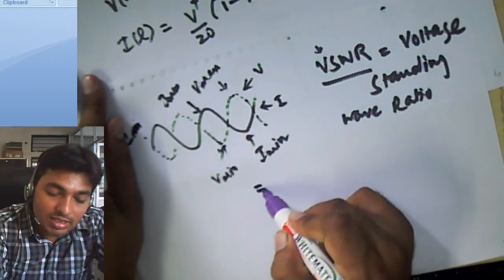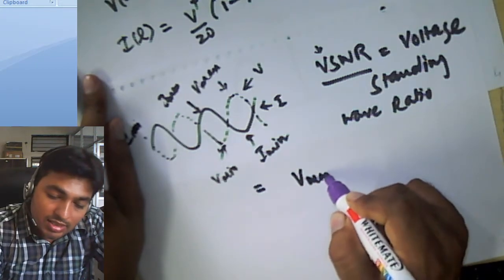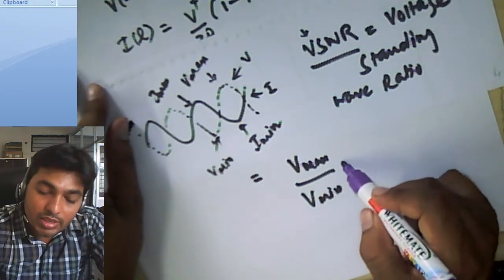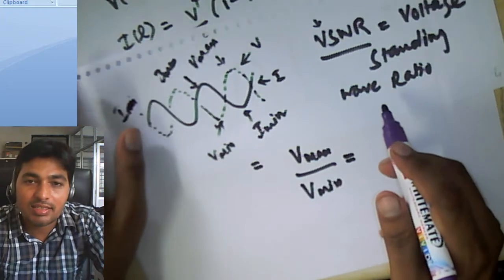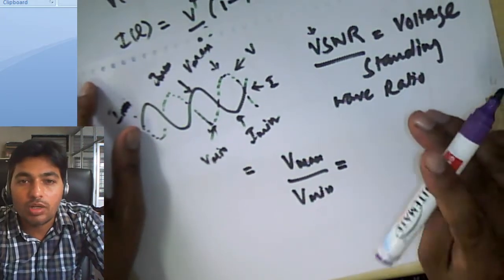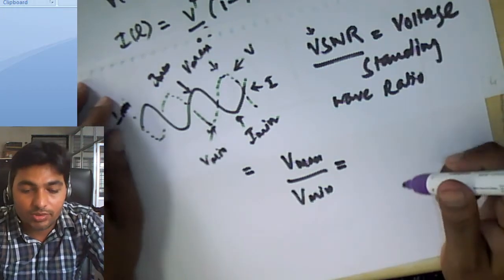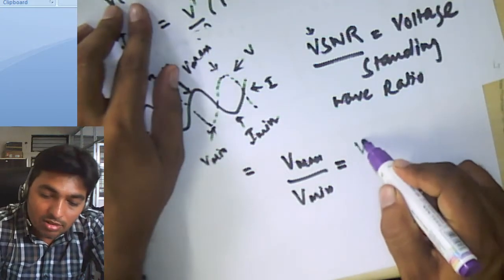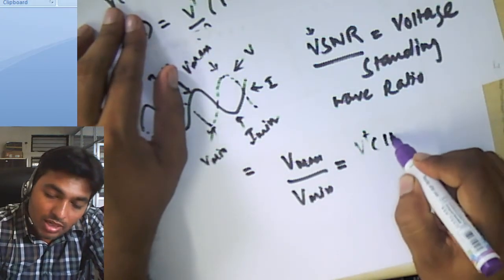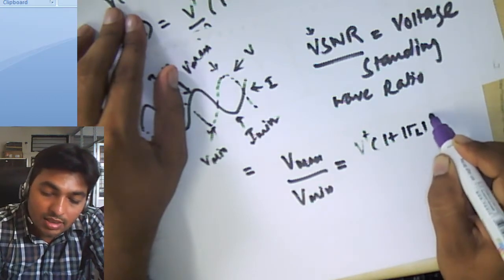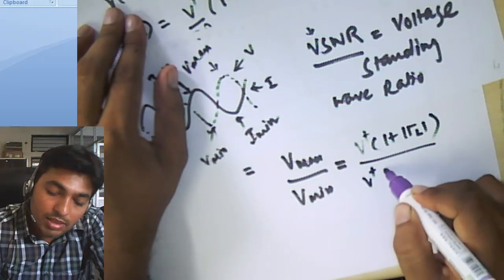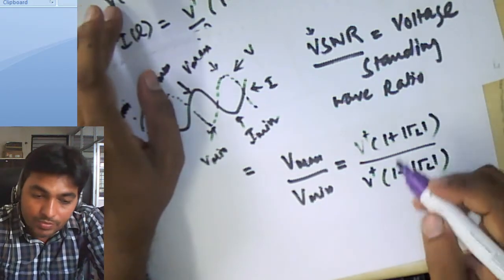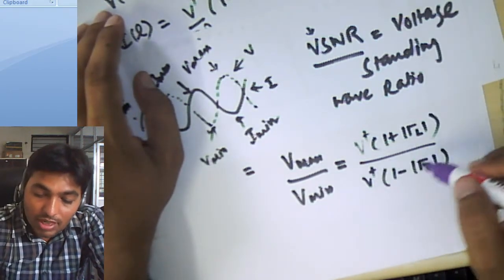So according to the definition, it is the ratio of V max divided by V min. It is the ratio of maximum voltage divided by minimum voltage in a standing wave on a transmission line. Now according to the definition, we'll substitute V max, which is V plus times 1 plus the magnitude of the reflection coefficient, and V min is V plus times 1 minus the magnitude of the reflection coefficient. So this will be 1 plus the reflection coefficient.